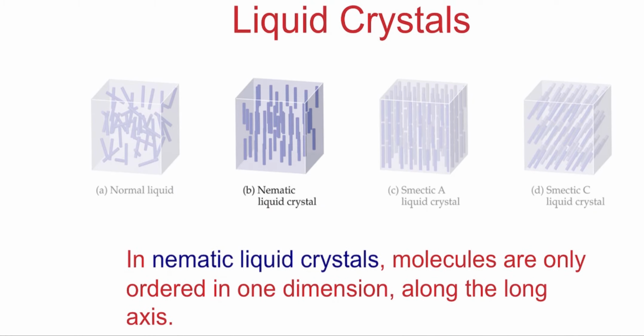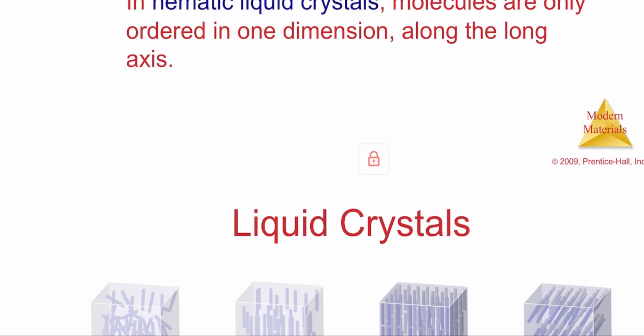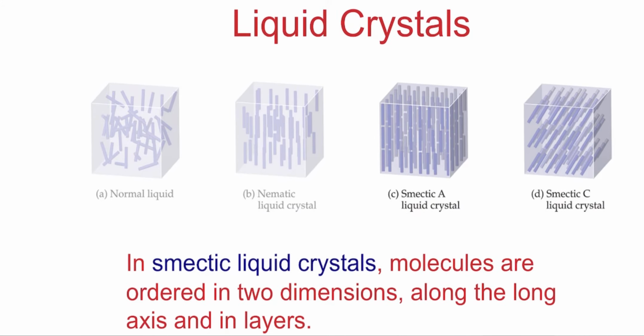Okay, so here's the first one, nematic. So in nematic liquid crystals, molecules are only ordered in one dimension. Okay, so one axis, that's easy. Okay, the next one is smectic. Smectic crystals are ordered in two dimensions, along the axis and in layers. So it's not just random in one area, but it's almost like rank and file, to where they're lined up almost in two dimensions. They're all long ways in one direction, but they're in rows within the material.